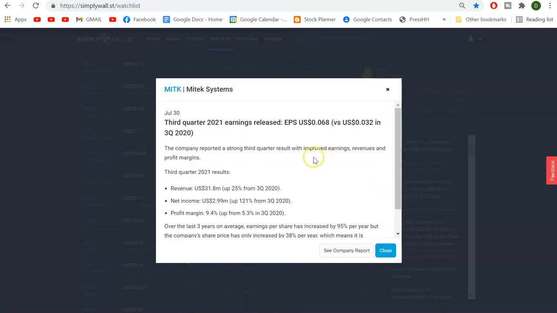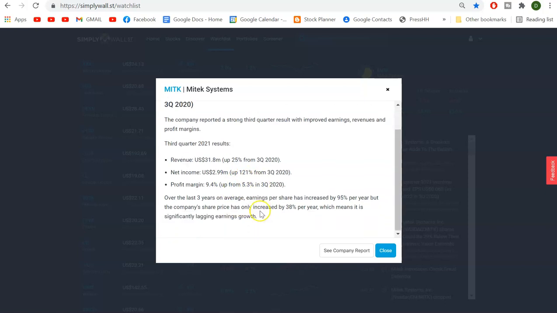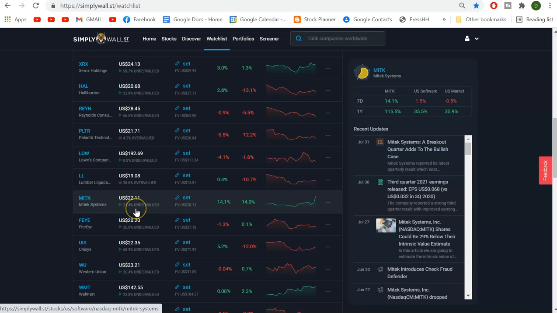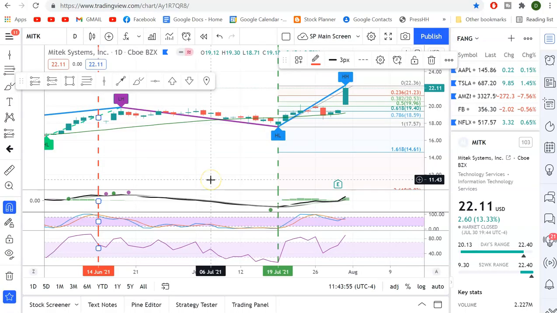Looking at Simply Wall Street, they're saying the third quarter revenues were up 25%, net income up 120%, profit margin up. Those are all good numbers. That's what you want to see. Earnings have increased about 95% per year. Perfect. According to Simply Wall Street, MITK is 21% undervalued, and they have it at 28.12 as a fair market or future market value. Back to the charts.